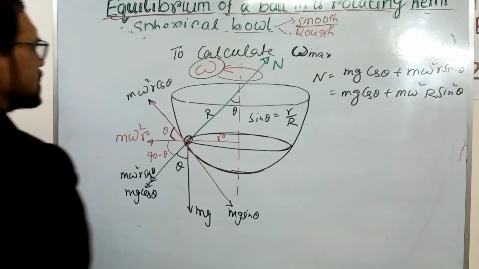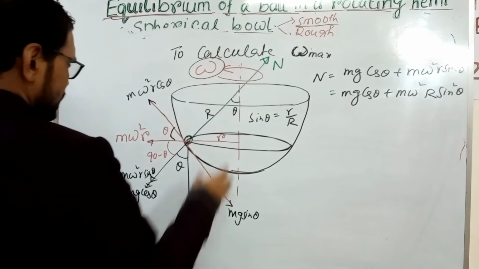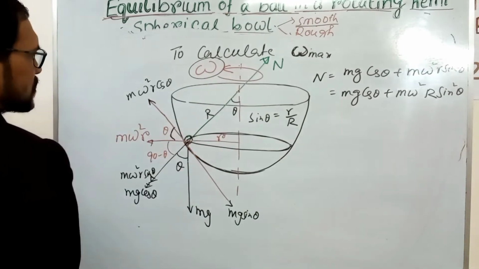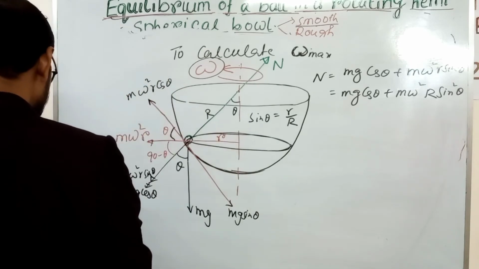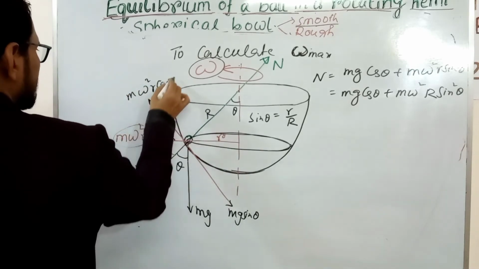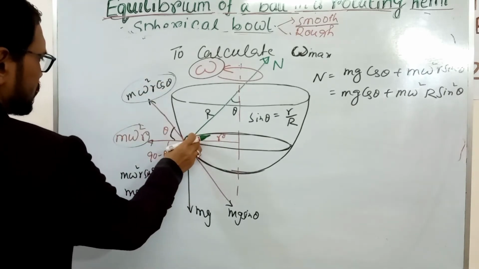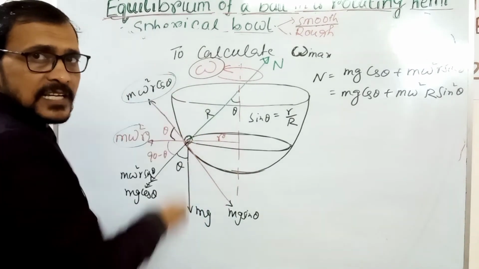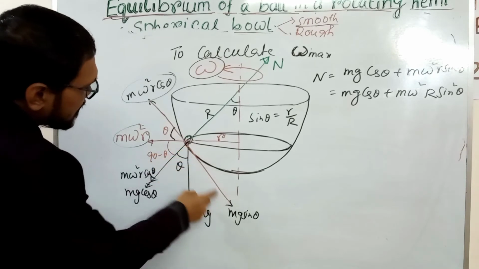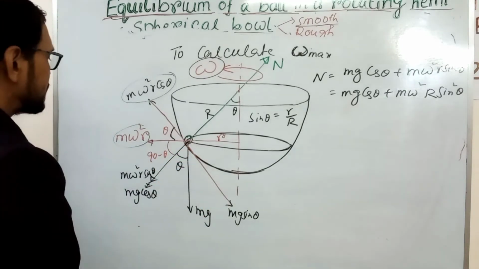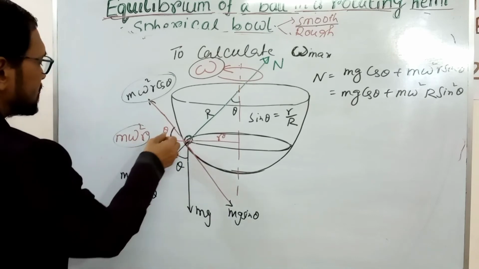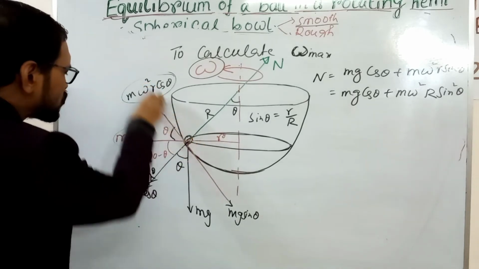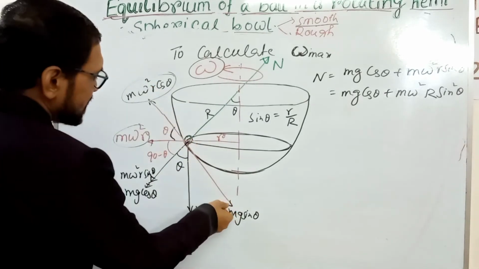Now what happens if the speed is maximum, but yet the body is in equilibrium? Here the speed is maximum, so the centrifugal force is maximum, so the body tends to slip in this direction. The friction prevents the slipping. If the angular velocity is maximum, then this force is maximum, so the body tends to slip along this direction, and friction prevents the slipping.